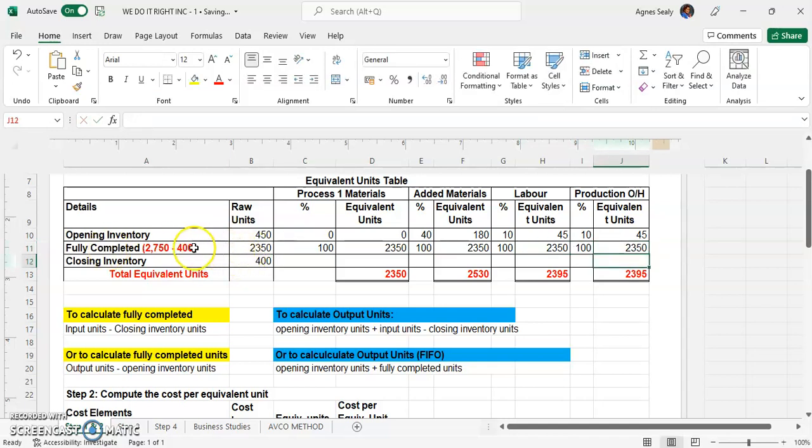So whenever it comes to our fully completed unit, it is always 100% with respect to all the cost elements. So just bear this in mind: when it comes to fully completed unit, it is always 100% needed with respect to all the cost elements: the process one material, the added material, the labor, and the production overhead. So obviously, when you multiply the 2350 by 100%, you will get equivalent units of the same 2350. So this one should be very easy for everybody to complete because it's the same thing right across. But now let's look at our equivalent units for closing inventory.